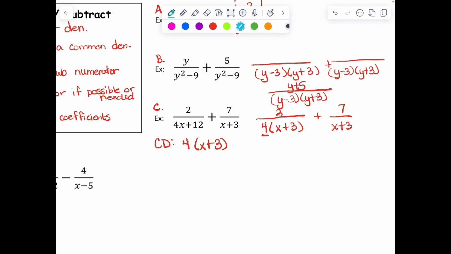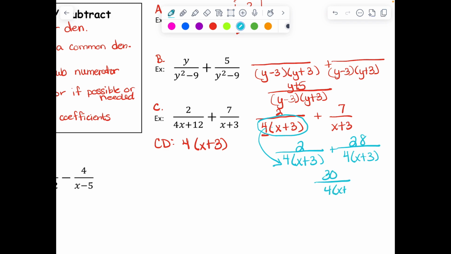So when we keep it that way, 4 times x plus 3, this first fraction has that already. So it's saying this can go into this one time, and 1 times the top is 2. This bottom one doesn't have it. We have to make it have it. So we say, well, what did we do to get there? Well, we had x plus 3, but we didn't have the 4. So the 4 has to multiply times 7 to get 28. So then what we have is 2 over 4 times x plus 3 plus 28 over 4 times x plus 3. We go ahead and add. So we get 30 over 4 times x plus 3.